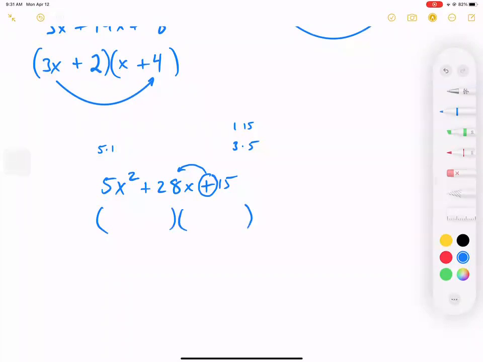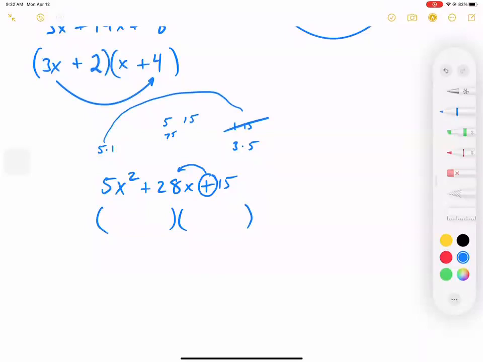So if you're not sure, just do out the numbers. 1 times 5 is 5, and 1 times 15 is 15. That does not add up to 28. Good job. If that doesn't work, try the next one. 5 times 15 is 75. Well, that's way too big. Don't even bother. Keep going. We are done. 1 and 15 does not work. Then we try the next set.